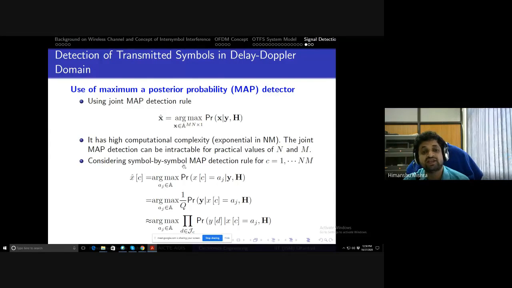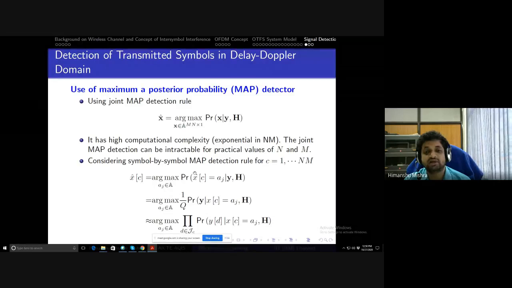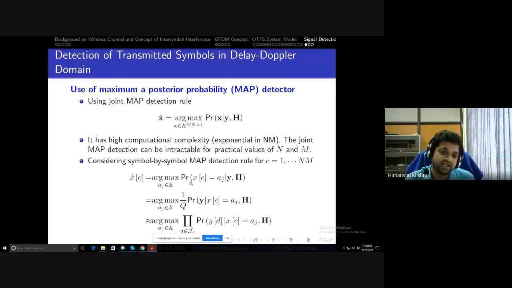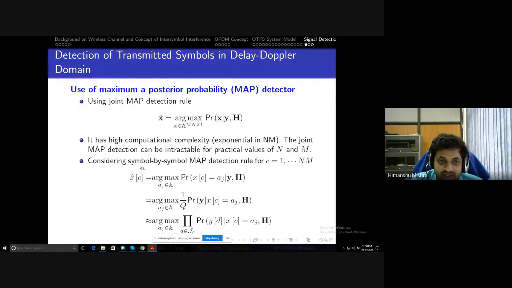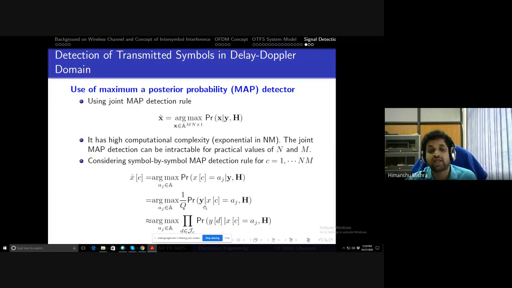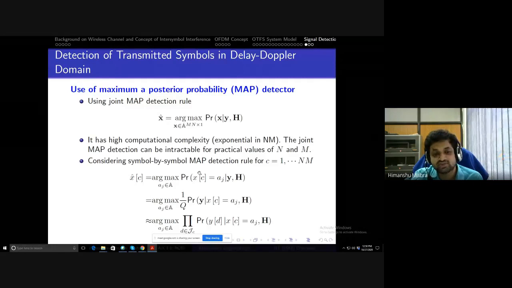Next they are considering symbol by symbol MAP detection. How can we do this? You can write it symbol by symbol, meaning x sub c equal to this. That means we detect only one symbol, not a vector, one symbol from that vector, by using this probability. This is a maximum a posteriori probability. Then applying the Bayes rule, I get the probability of y given this and x. Here Q is the constellation size: assuming all the constellation symbols are equiprobable, the probability of x of c will be 1 by Q.